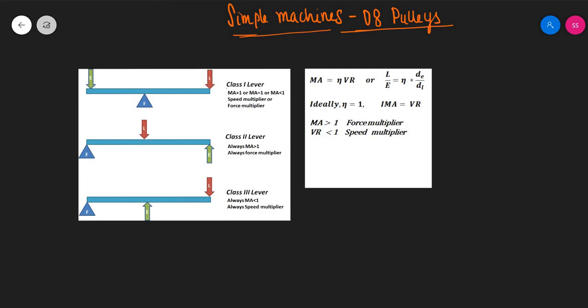We looked into the classification of levers. We had class 1, class 2 and class 3 levers, and for all these levers we found that mechanical advantage is efficiency times velocity ratio, and in an ideal case, mechanical advantage equals velocity ratio. Velocity ratio is defined as the distance moved by the effort arm divided by the distance moved by the load arm, and mechanical advantage is load by effort.